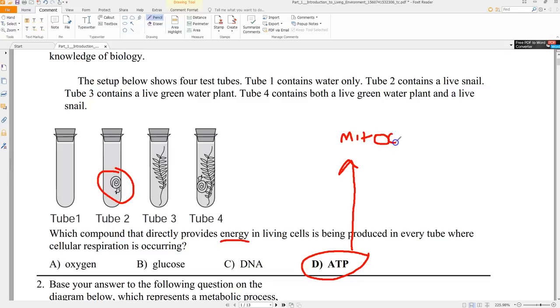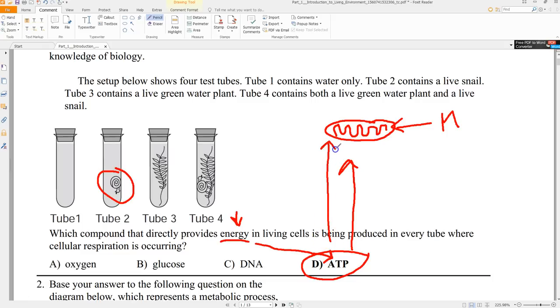Now I apologize for this horrendous drawing. I don't have my digital pen right now. But you should know that the organelle that makes ATP energy is usually going to look like this. Like the mitochondria. This is an organelle found in the cell. Mitochondria makes energy, and that energy is called ATP, and it's made in the mitochondria.